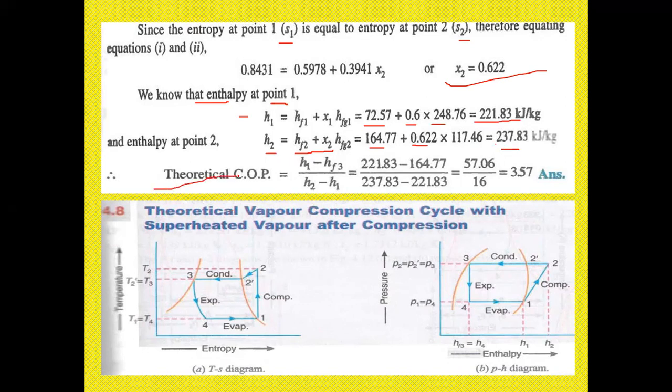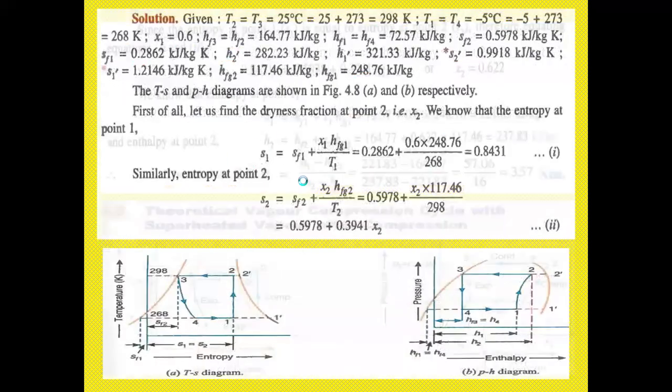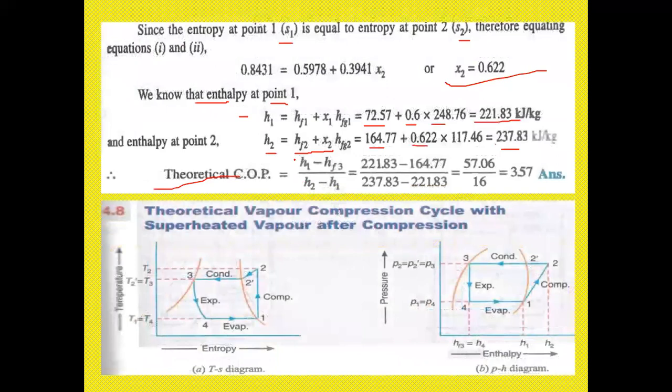Therefore, the theoretical COP is equal to H1 minus HF3 divided by H2 minus H1. So we applied the COP formula at this point. Now substitute the values of H1 minus HF3 divided by H2 minus H1. After doing the calculation, we are getting the COP value as 3.57.